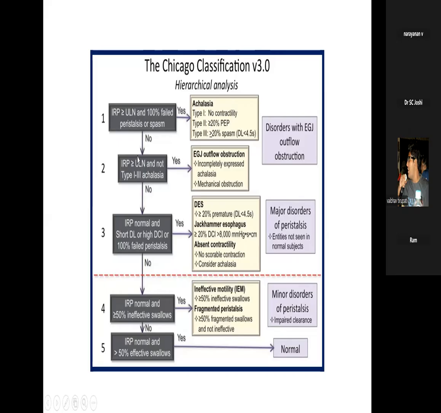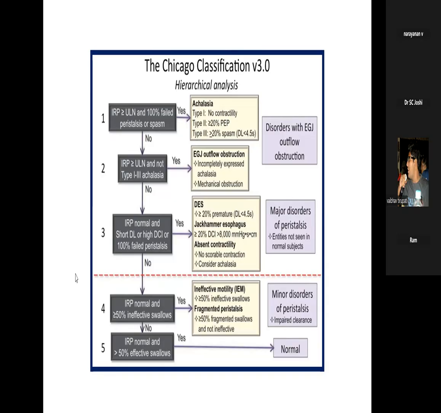And then when the IRP is above the upper limit of normal, but there is some contraction available or there is a wave going, then we think about EGJ outflow obstruction. These were considered to be major disorders, or significant. And then when the IRP was normal, if you had a short DL, you called it diffuse esophageal spasm. If you had a high DCI, previously we used to divide it as nutcracker and jackhammer. Now the name changed all to hypercontractile esophagus. And lastly, when there is no peristalsis but the IRP is normal, we call it absent contractility. These are major disorders of peristalsis which are not seen in normal people.